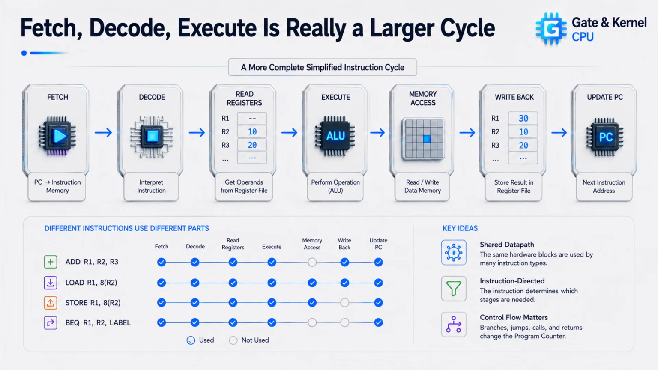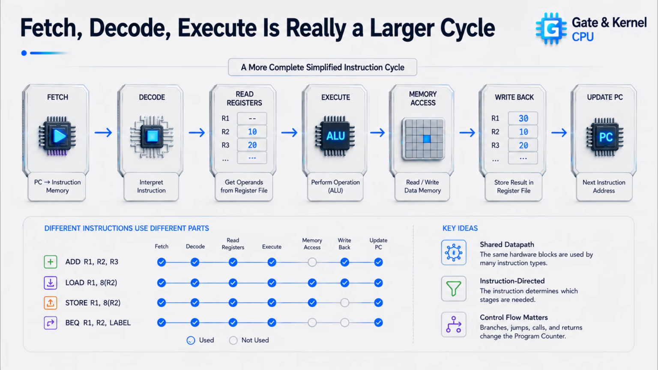13. Fetch, decode, execute is really a larger cycle. The phrase fetch, decode, execute is useful because it captures the main idea. But a more complete simplified instruction cycle looks like this: fetch, decode, read registers, execute, access memory if necessary, write the result back. Not every instruction uses every stage.